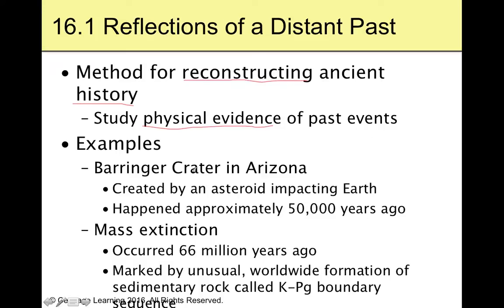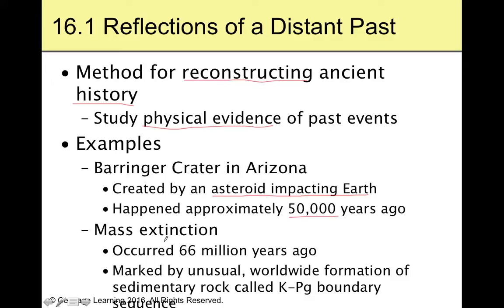Your book gives you the example of the Barringer crater in Arizona, and it was created by an asteroid impacting the Earth. We think this happened about 50,000 years ago. Now, how we get that date can be a little tricky, but it was certainly a while ago. So 50,000 years ago is the idea. They're guessing that from the soil.